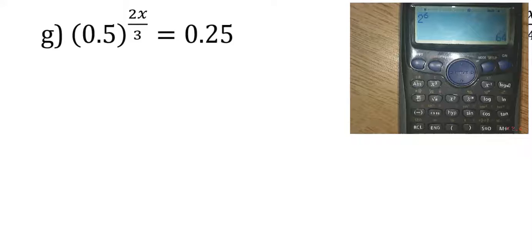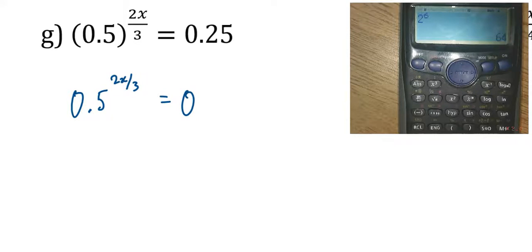0.5 to the 2x over 3. So this is how I'm going to do this one. Sometimes we start to confuse ourselves. So I'm going to go 0.5 to the 2x over 3 equals 0.5. And whether you want to do a box or not, I don't know. But this is what we have to do.